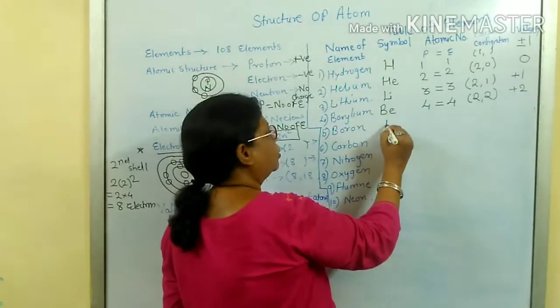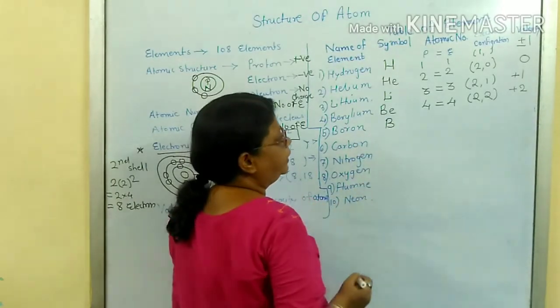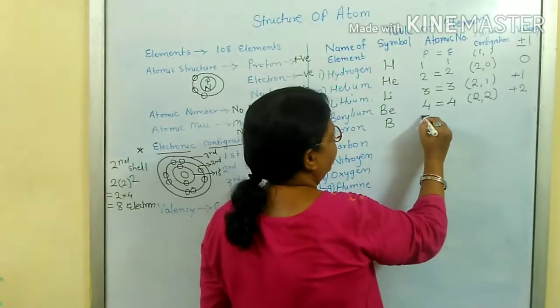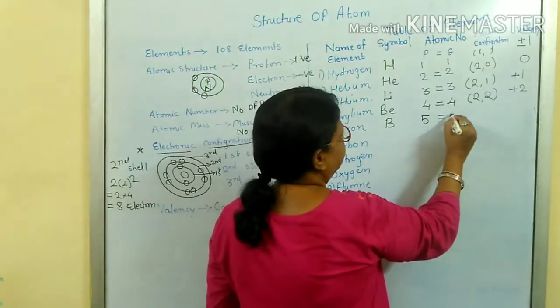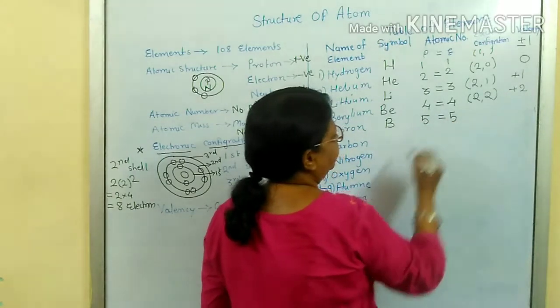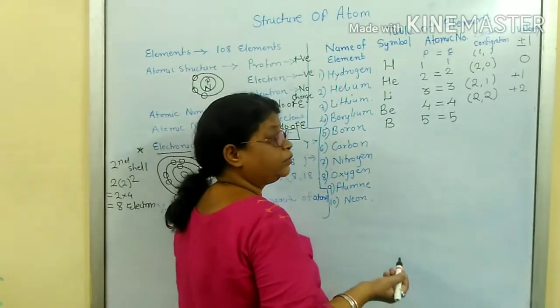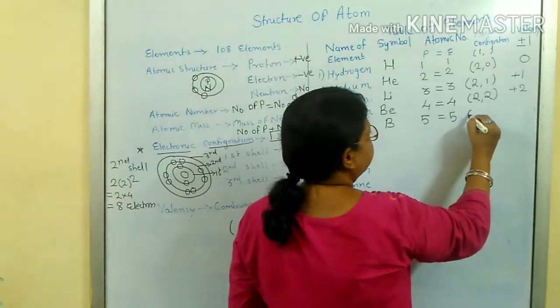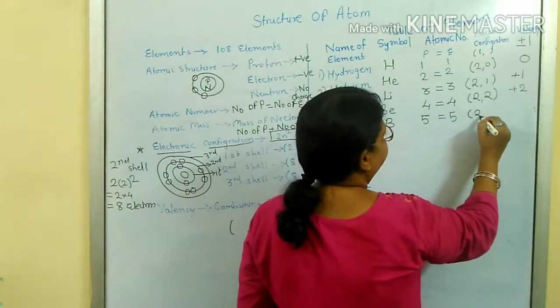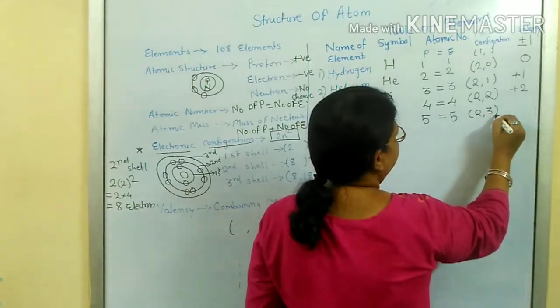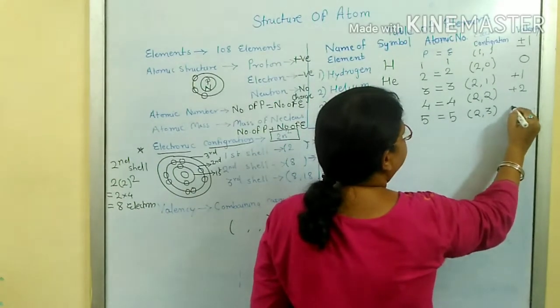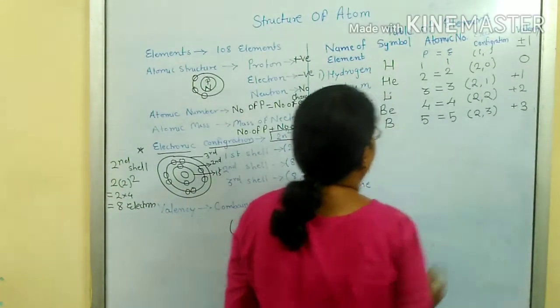Then boron. Boron has symbol B, with atomic number 5, proton number 5 equal to electron number 5. So what is the electronic configuration? 2 and 3. So its valency is +3.